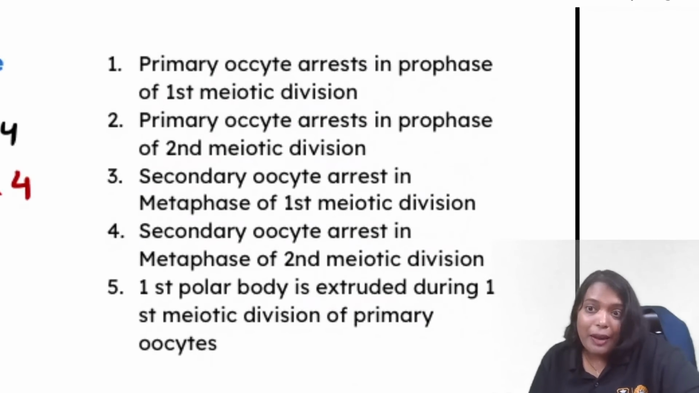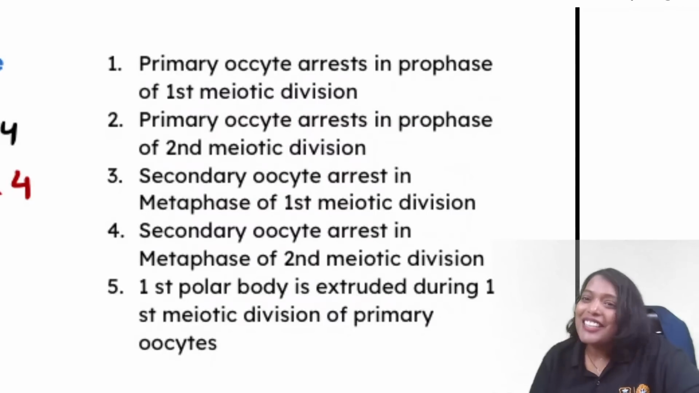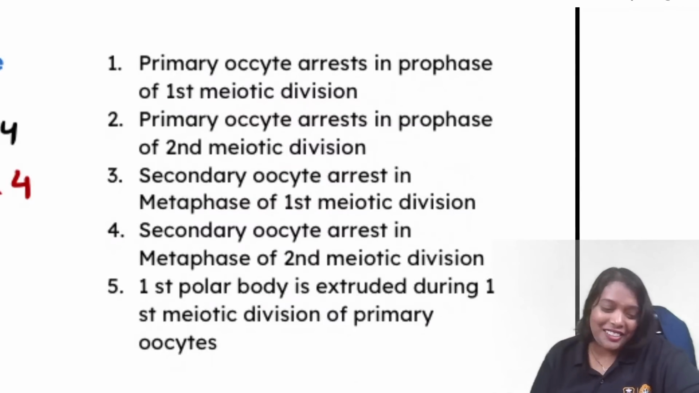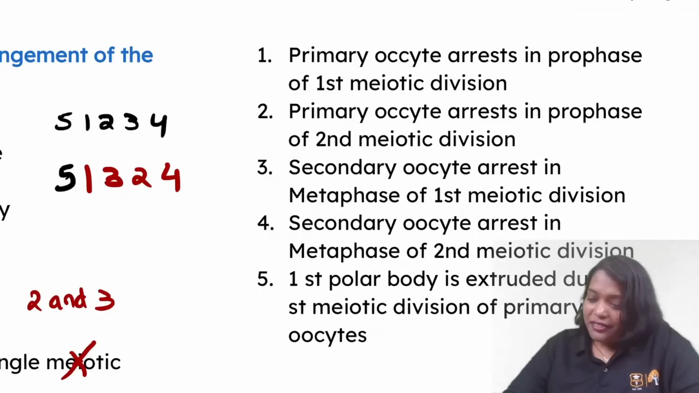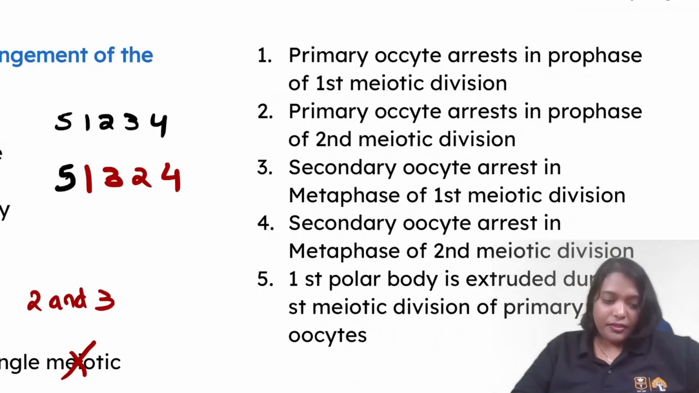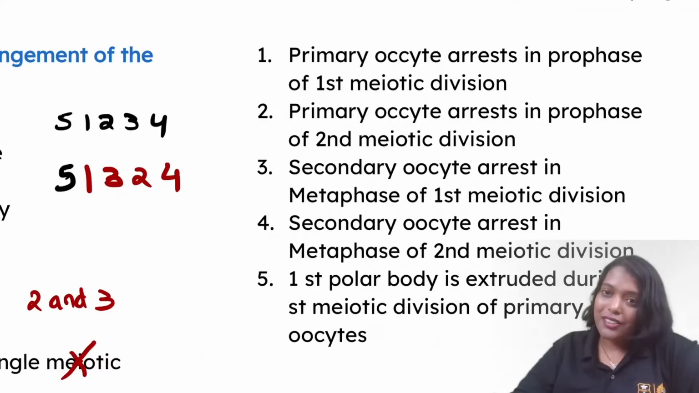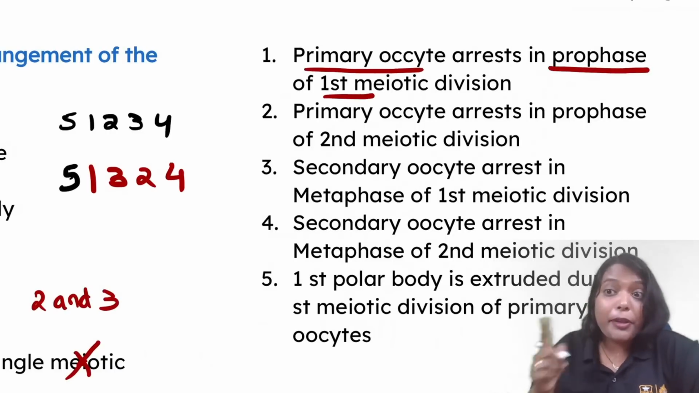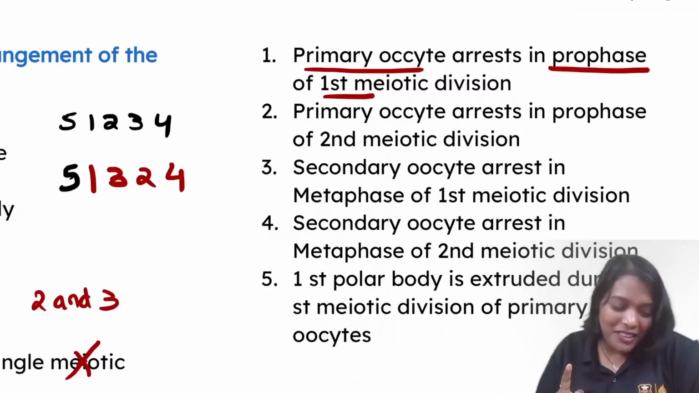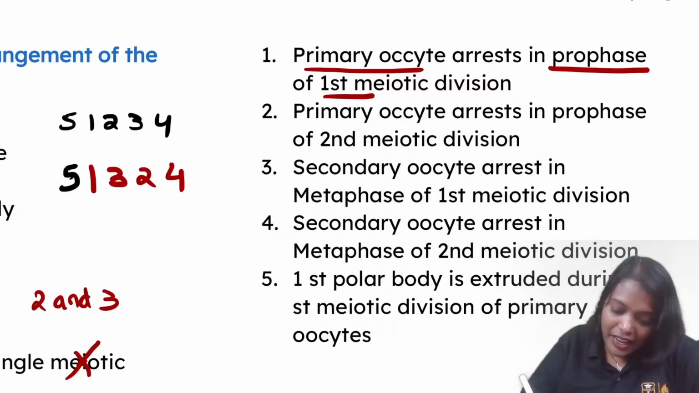I told you one simple funda. Primary oocyte, remember everything first. Secondary oocyte, remember everything second. Primary oocyte arrests in prophase of first meiotic division. This is correct, right? Because primary oocyte, prophase, first meiotic. I told you primary oocyte, everything in the first. So that is a correct option. I have here 1 and 4, and I have Gaya, 1, 4, 5.